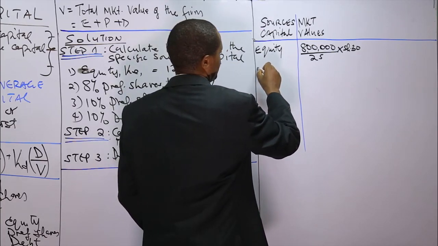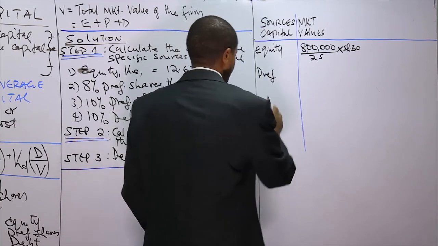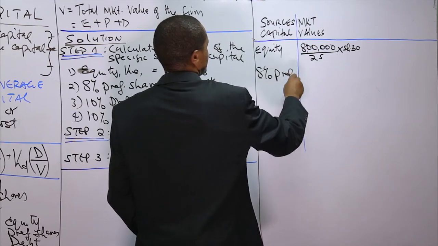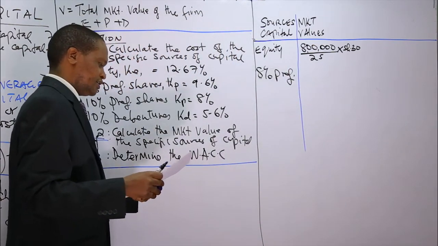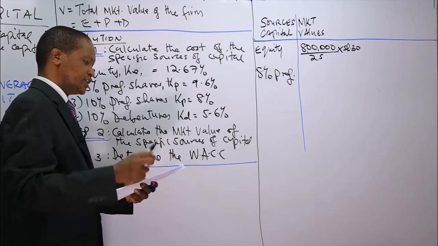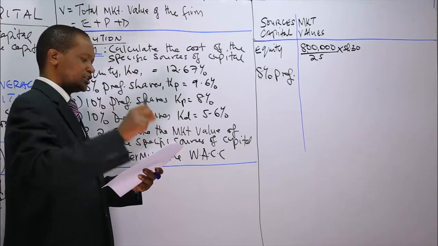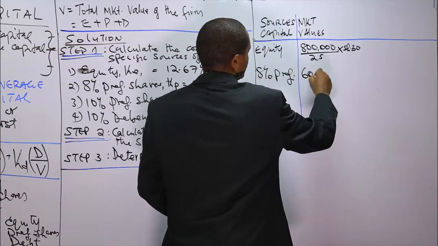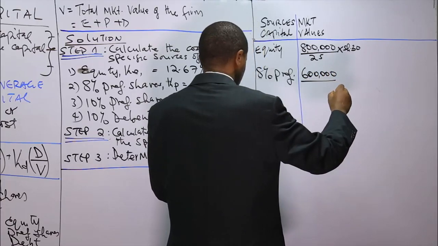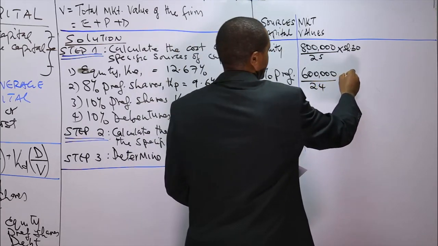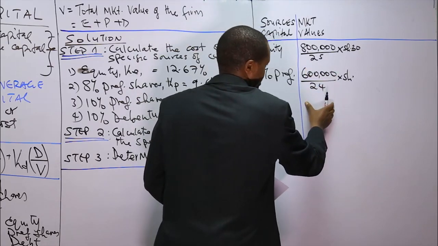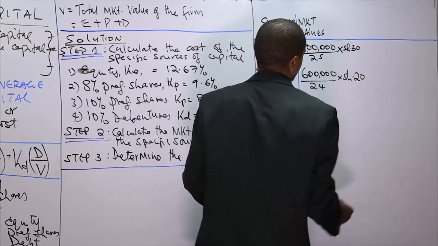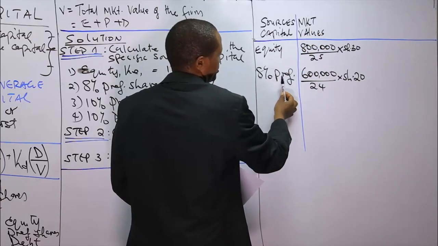Then you can do the same for preference shares. Take the 8% preference shares first, because there are two categories. The par value for preference shares is 600,000. Divide by the par value per share, 24, and that will give us the number of shares. Then multiply the number of shares with the market price per share, which is 20 shillings. We'll arrive at the market value for 8% preference shares.